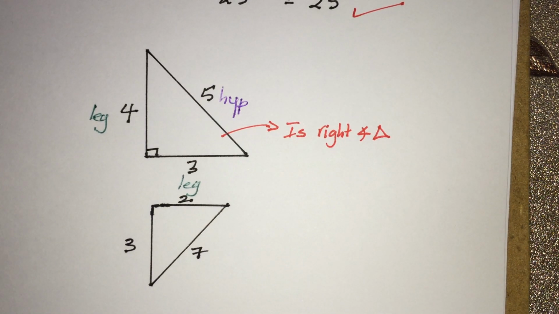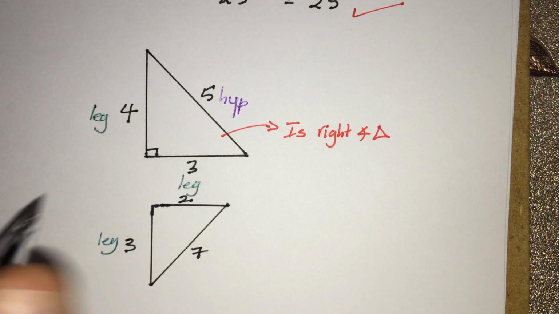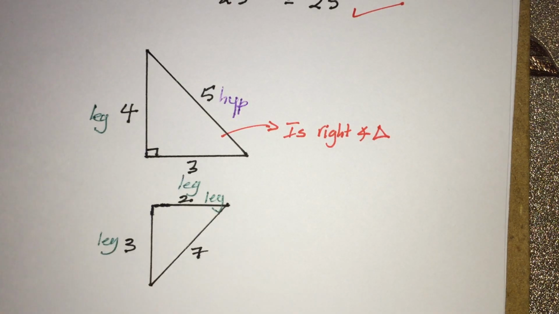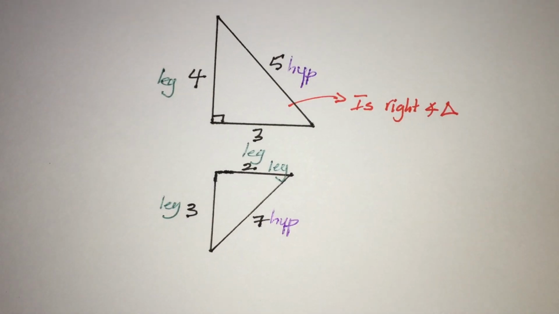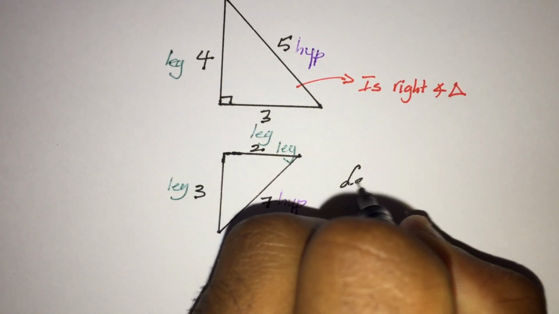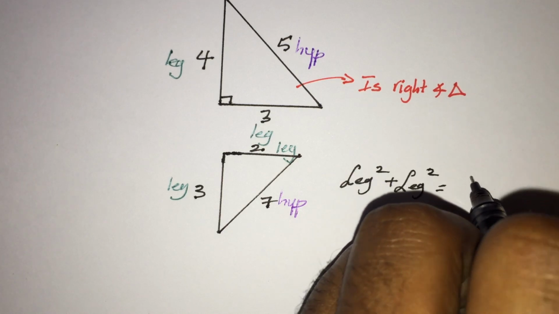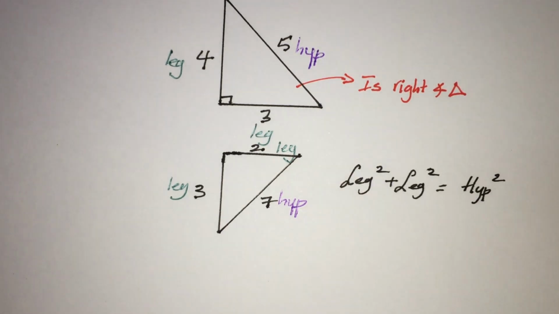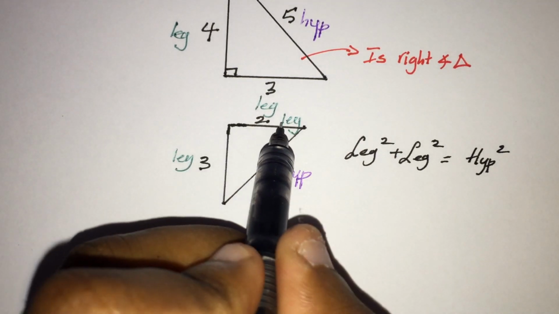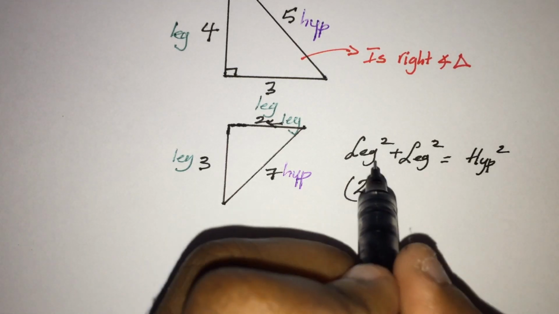Let's test it. First, we want to label the sides. So this would appear to be a leg, and this would appear to be a leg as well. And this long side of 7 would be the hypotenuse. We're going to test to see if it is a right angle triangle or not by using Pythagoras' theorem. The theorem states leg squared plus leg squared should be equal to the hypotenuse squared. So let's look at the diagram and use it. This leg was 2 units. So I'm going to take one of the legs in the formula, put in 2, and I'm going to square it.